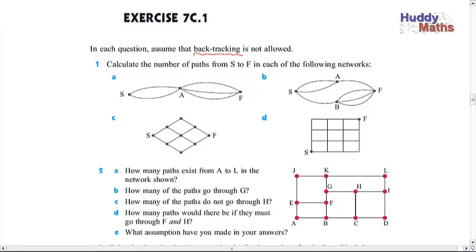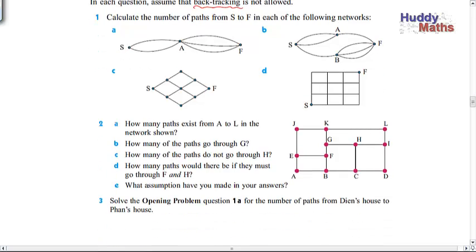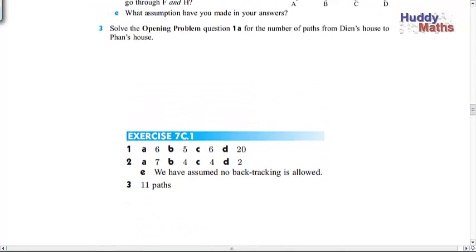Okay, so here's question 1 and 2. Have a go. I'll bring up the solutions in a minute. And question 3, I haven't shown here. You might go to your textbook if you've got it and look at the opening problem and use this technique to work out the total number of paths that you can go to from Gian's house to Van's house. Okay, let's have a look at the answers now. There they are, 7C1 from the textbook there. All right, that's good. Have a look. If you've got some wrong, go back and have a look at it and maybe check with your teacher.